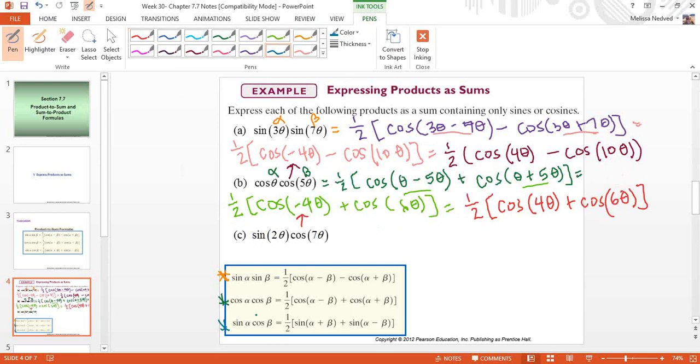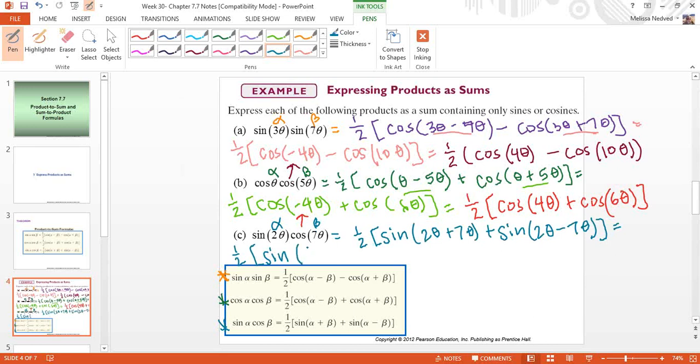Again, see the similarities. It looks in a similar format to what we saw in the last example, but this time both of our terms are sine. And again, alpha is our first term, so 2 theta, and beta our second, 7 theta. 1/2 out front, sine of alpha plus beta, so 2 theta plus 7 theta, plus sine of alpha minus beta, 2 theta minus 7 theta. Continue simplifying. 1/2, simplify what's inside your angles. 2 theta plus 7 theta is 9 theta, plus sine of 2 theta minus 7 theta is negative 5 theta.